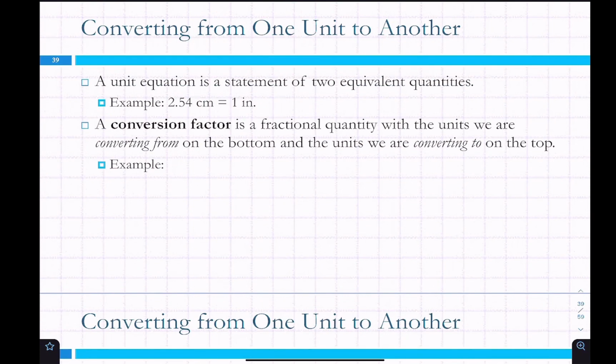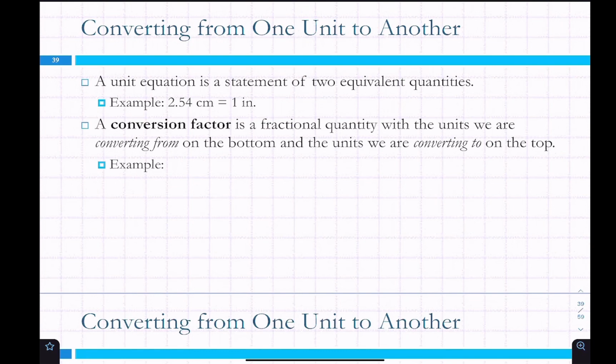So a unit equation is a statement of two equivalent quantities. So here we have 2.54 centimeters equals 1 inch. So if I was to take a ruler, or if you were to take a ruler from the back, I have one up here, you could look at that and you could take two rulers, put them next to each other. Take the centimeter side, put it up next to the inch side of another ruler. If you go to 2.54 centimeters on the metric ruler, it's going to be 1 inch on the English side of the other ruler. Right? Those lengths are the same.